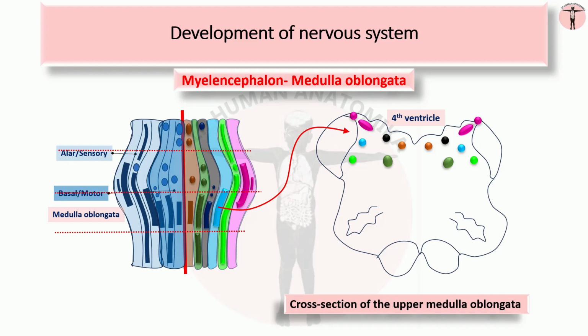When we take the cross-section of the adult medulla oblongata, it can be observed that all the nuclei derived from the alar and basal plates are represented in the dorsal part of the medulla, close to the fourth ventricle.